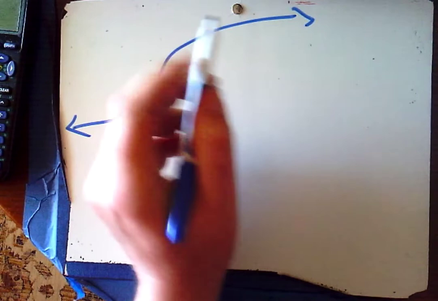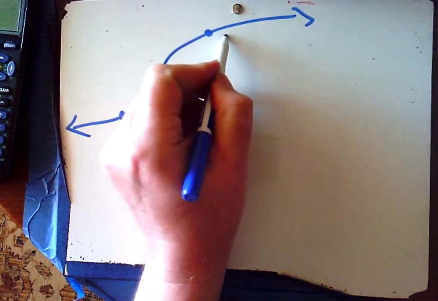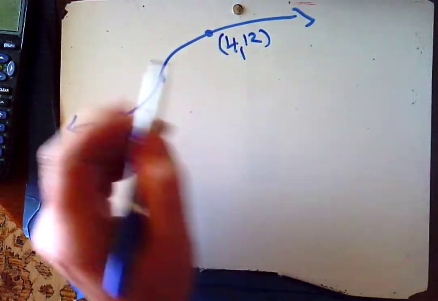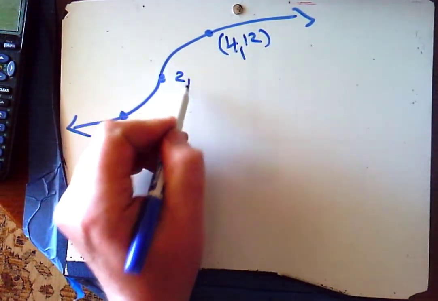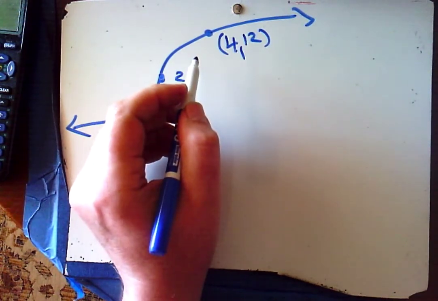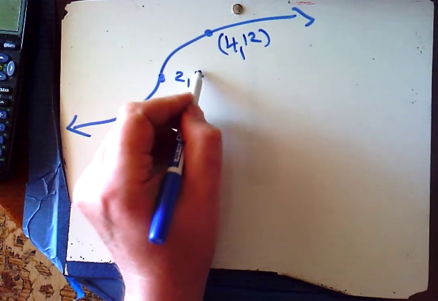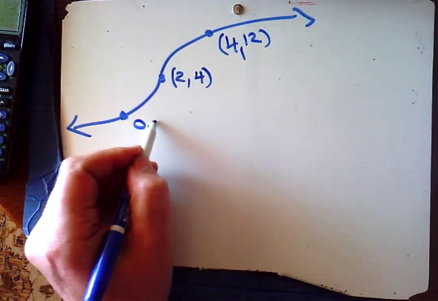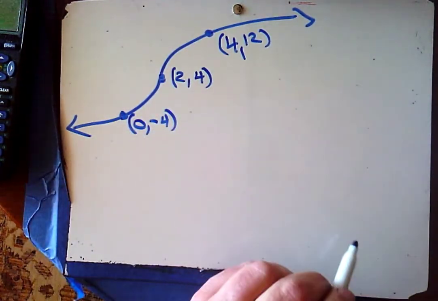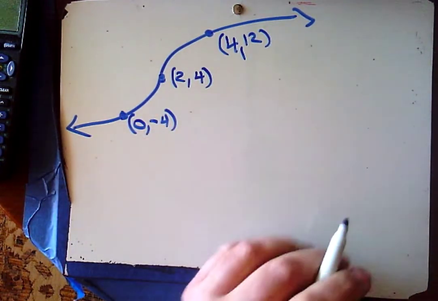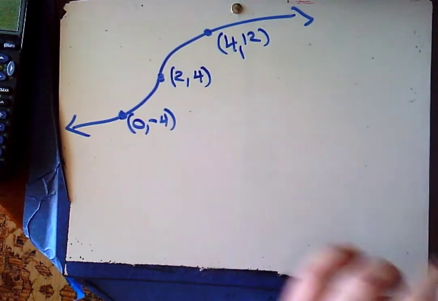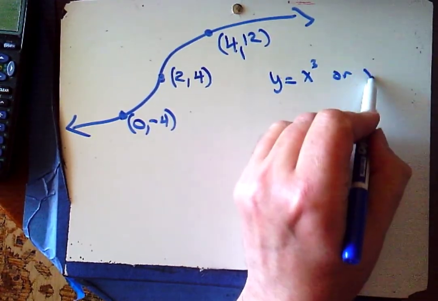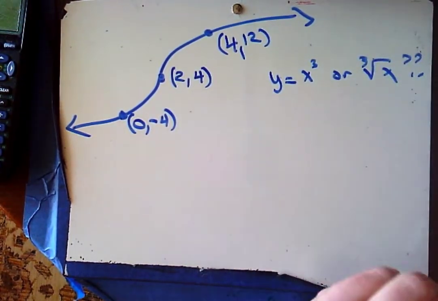I would like 12 and 2, 4 and 0, negative 4. I think that'll work for us. Okay, so give this one a try. Is this family, by the way, y equals x to the third or y equals cube root of x? What do you think?